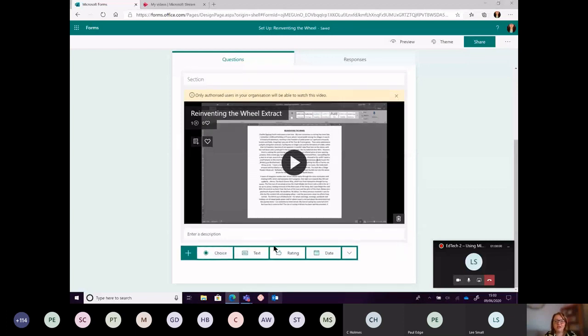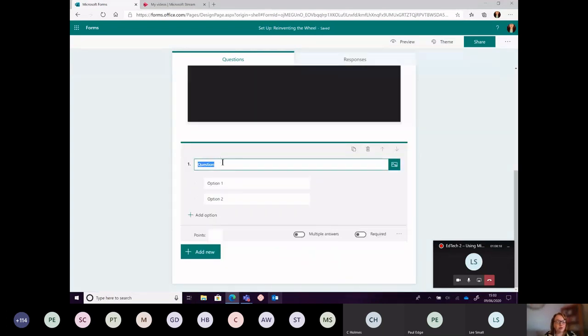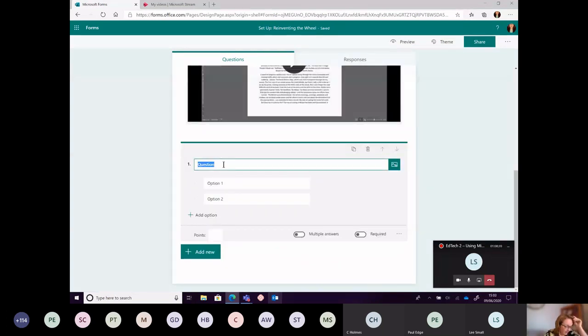So I'm just going to add questions. You've got a different selection of questions, so you can add text, ratings, ones with data like it, where they can rank them. You can upload files to this area or ranking, but I'm just going to add a multiple choice question in here. So what is the writer's intention in the text?